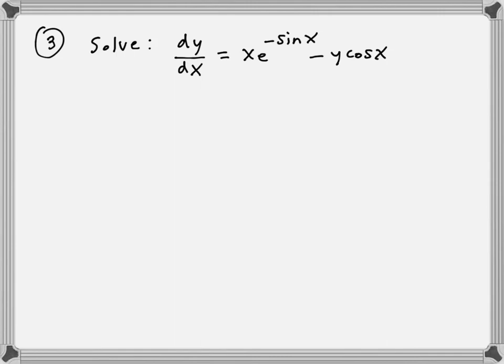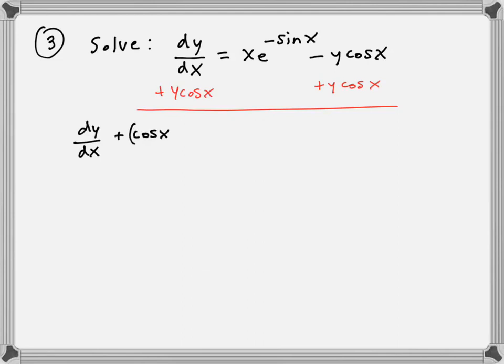Now, I want us to notice that this is not in standard form. How do we get it in standard form? We have to begin by moving this guy to the other side. So if we do that, we get as follows: dy/dx plus cosine of x times y is equal to x e to the negative sine x. Now it's in standard form.